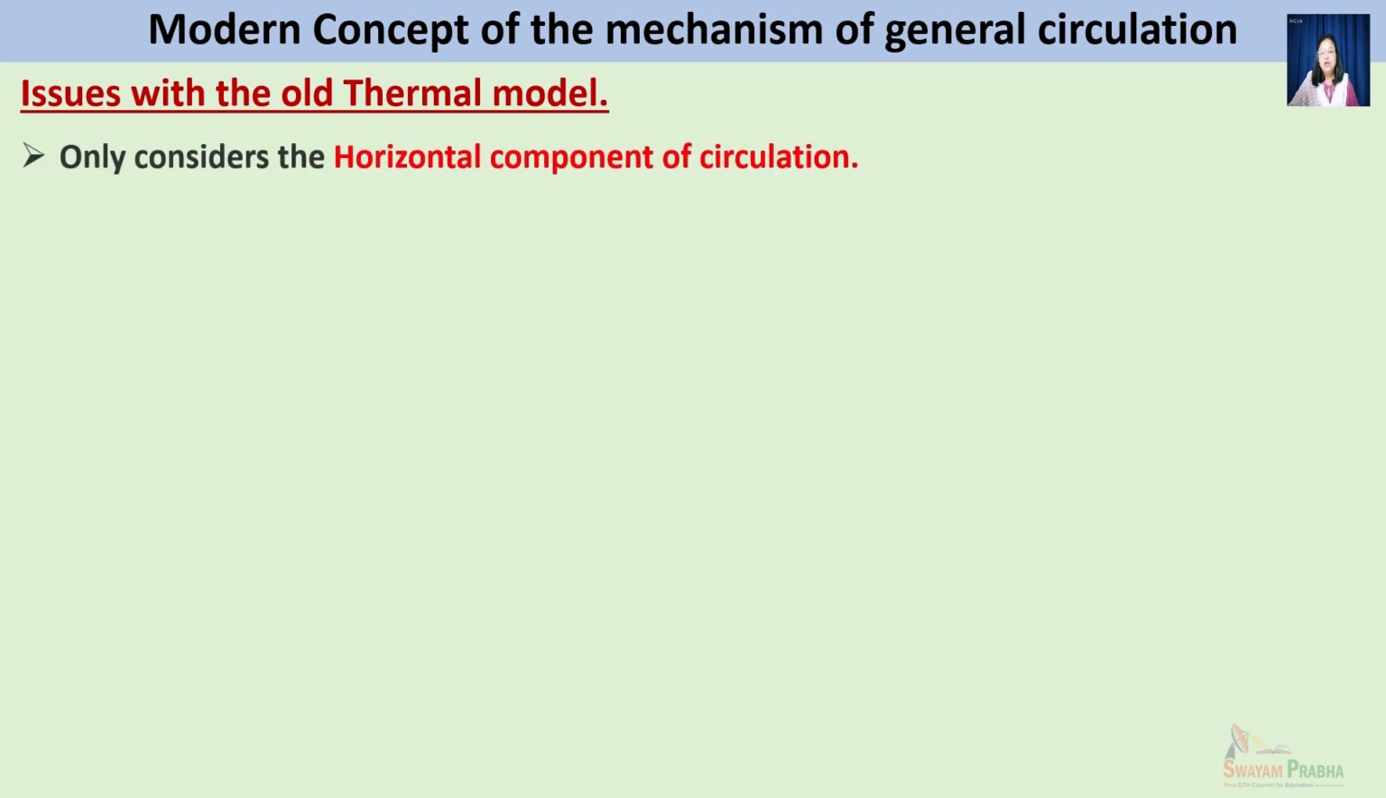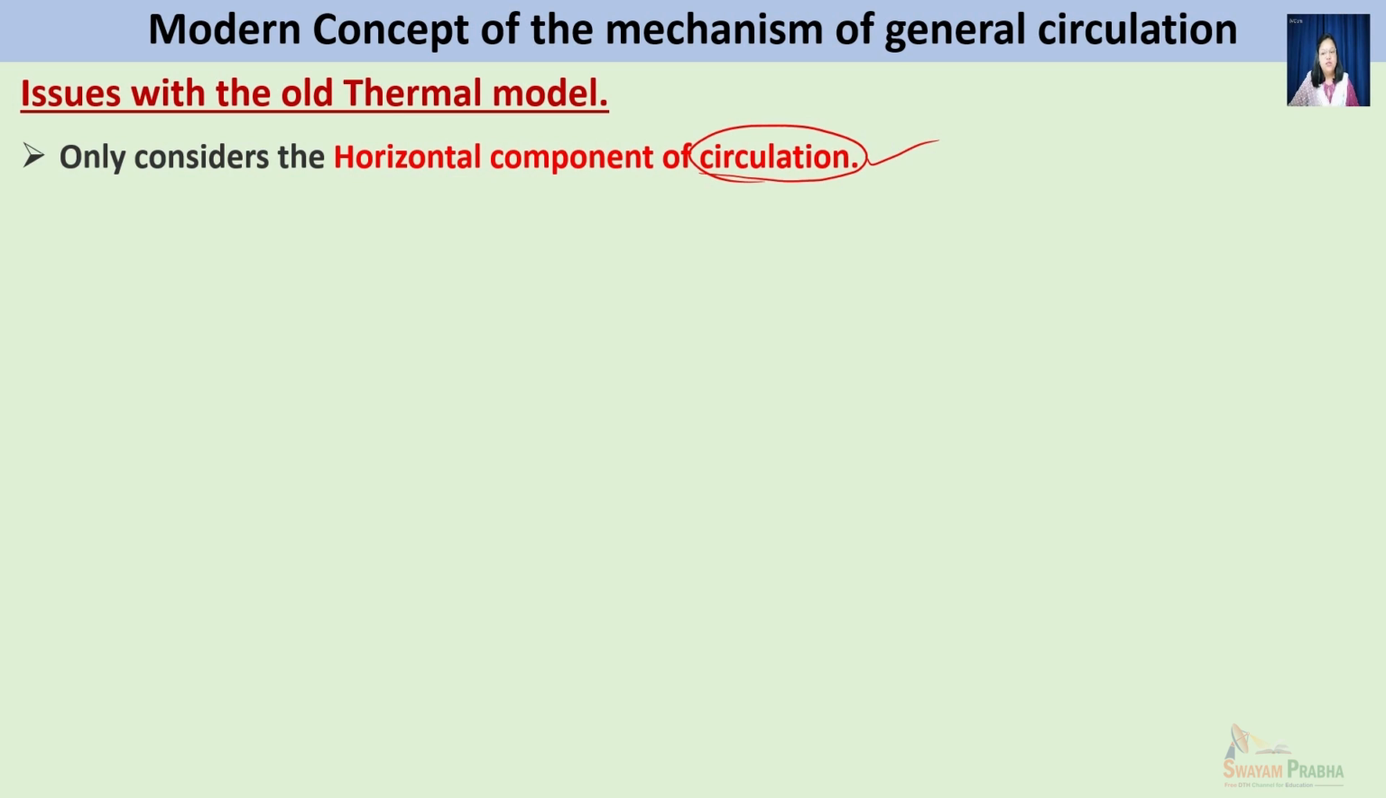As the thermal model was based on the limited available information about the Earth and its atmospheric system, definitely there were some issues, some criticisms regarding the old thermal model of the general circulation of atmosphere. One of the first criticisms was that it only considered the horizontal component of air circulation to describe the overall circulation of the Earth's atmosphere.